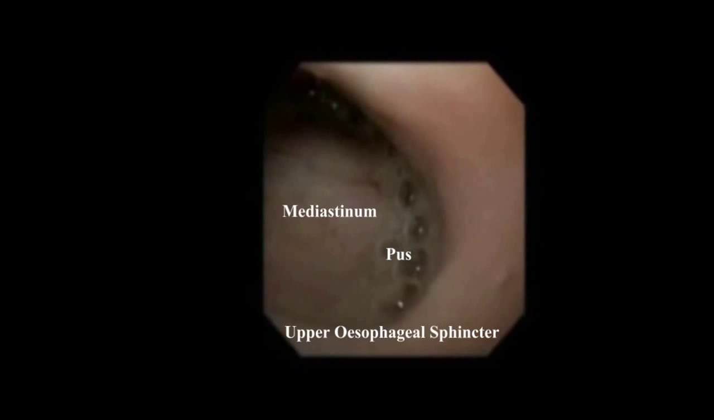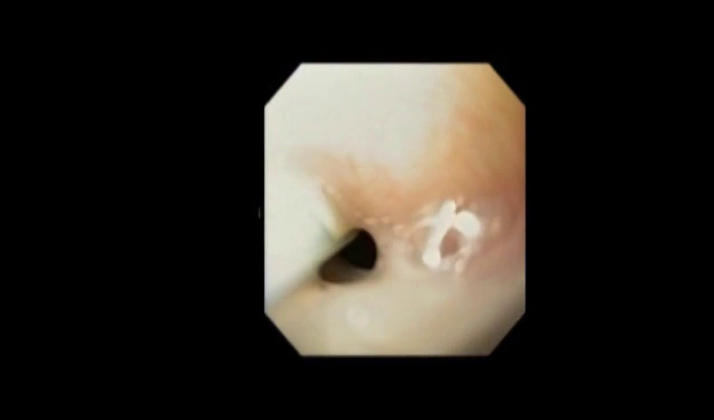On upper GI endoscopy, after traversing the upper esophageal sphincter, the mediastinum was directly entered where copious amount of pus was visualized. Despite trying a guide wire and then a catheter with contrast, the remnant esophagus could not be visualized.